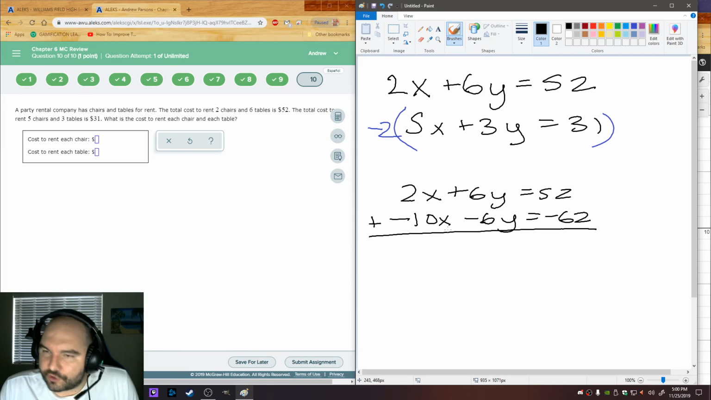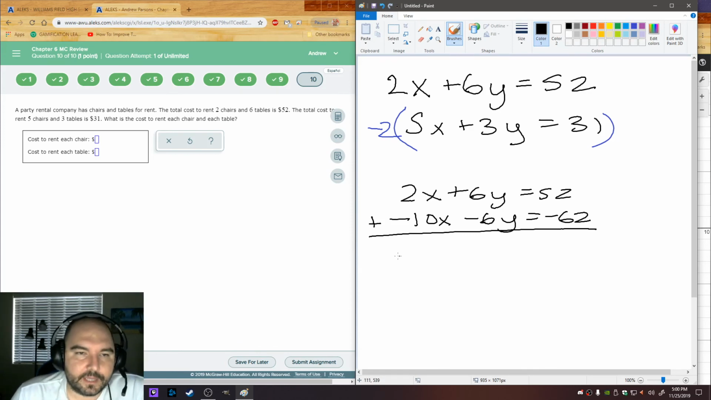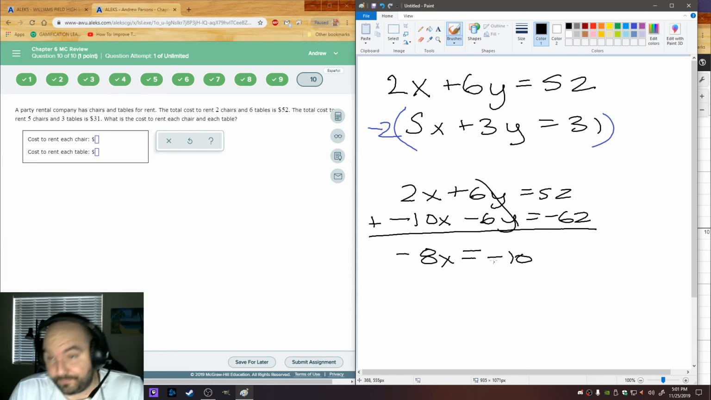Okay, instructions were given. Alright, so anyways, I get -8x. This stuff cancels, and this stuff equals -10. Now, I'm going to divide by -8, and then this is where I'm going to give a slight warning.